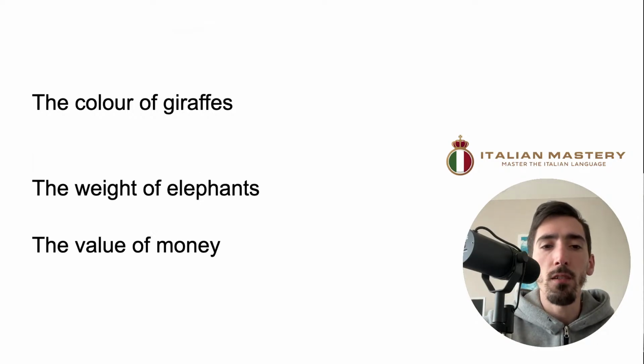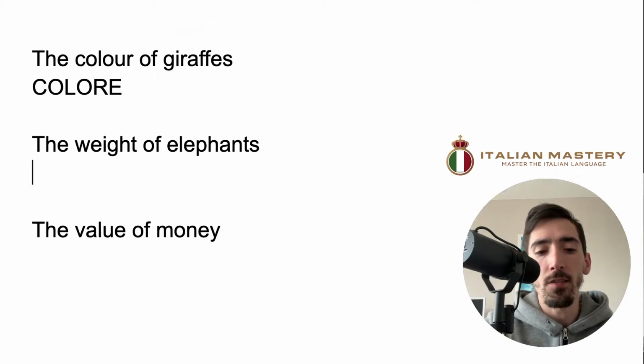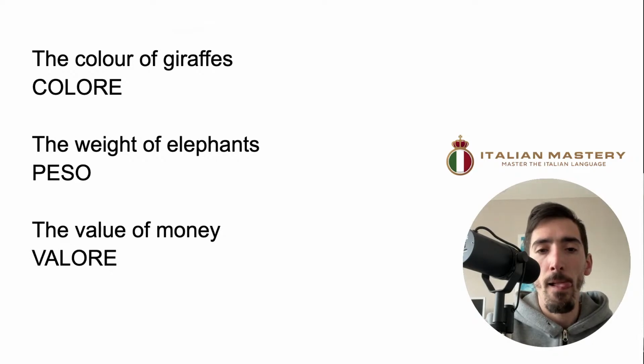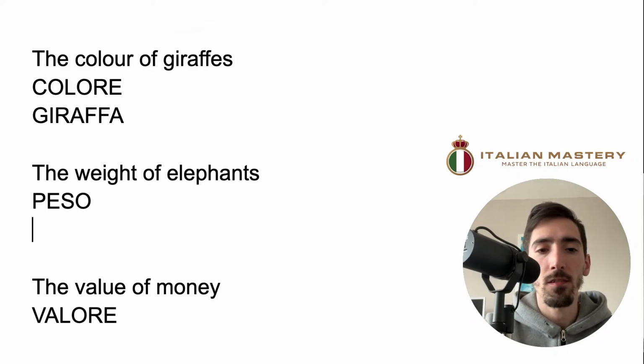So the word for color is colore. The word for weight is peso. The word for value is valore. Then we have the word for giraffe, giraffa. The word for elephants, elefante. And money is soldi.